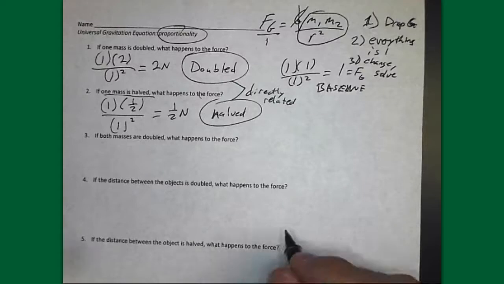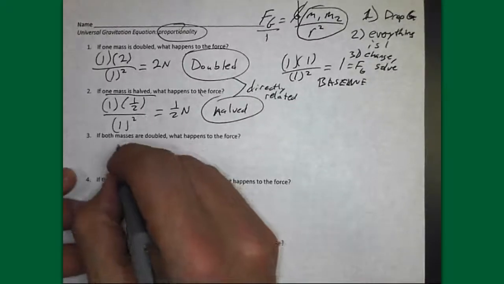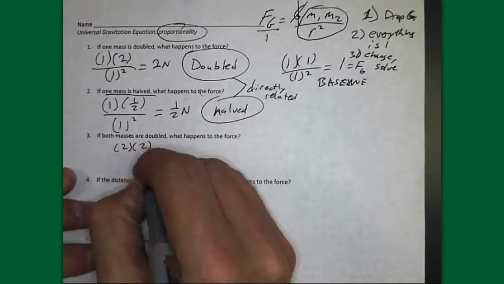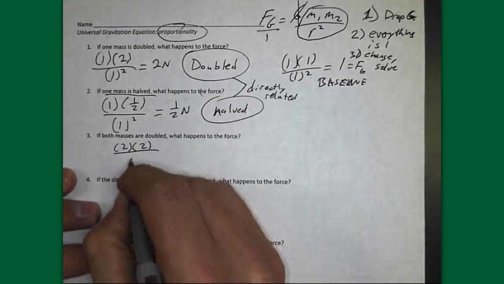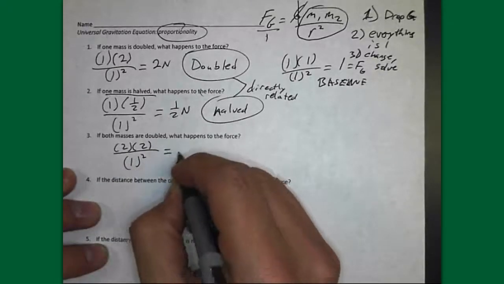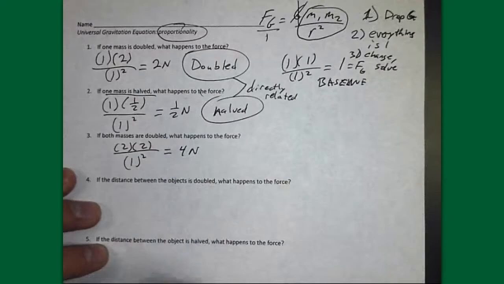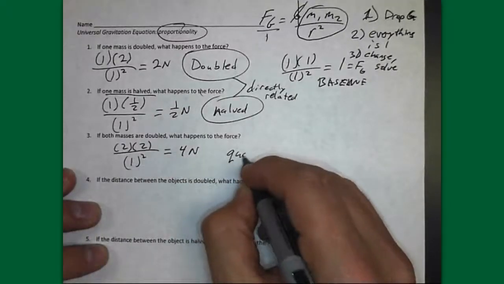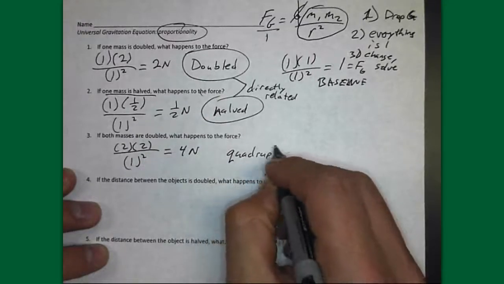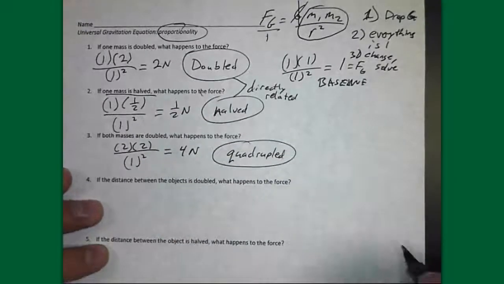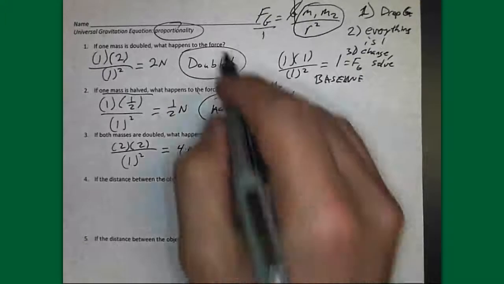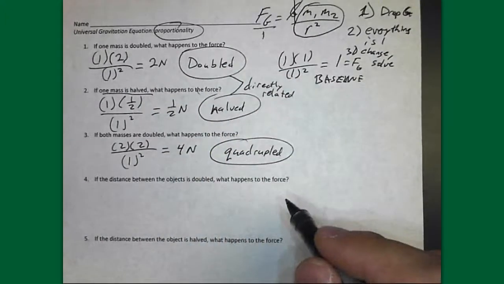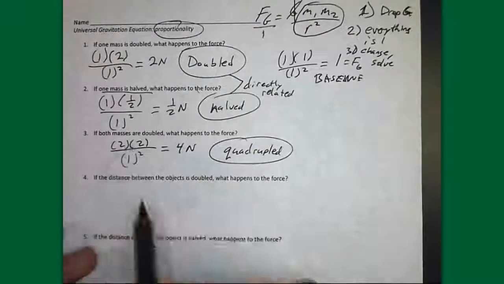If both masses are doubled, what happens to the force? This gets interesting. We're going to make both of the masses 2 instead of 1. Radius stays as 1. And this gives me a force of 4 newtons. So if we double both masses, the force itself actually gets quadrupled. You don't have to memorize these things. It wouldn't be a bad idea to, but you can always do this to figure it out.